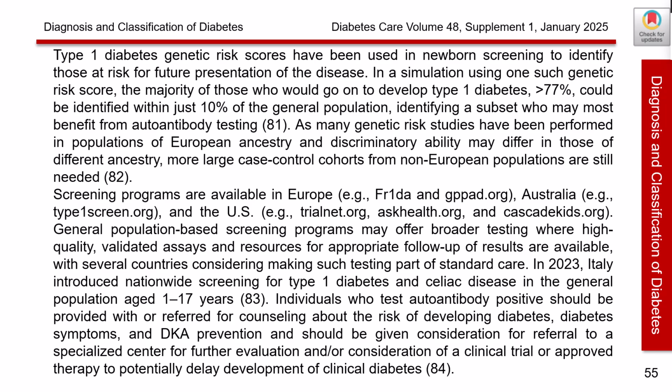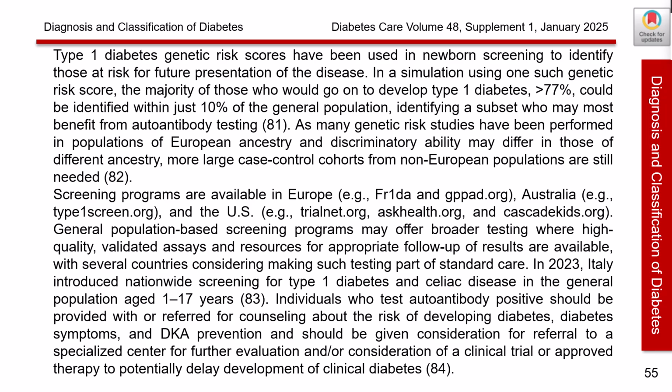General population-based screening programs may offer broader testing where high-quality, validated assays and resources for appropriate follow-up of results are available, with several countries considering making such testing part of standard care. In 2023, Italy introduced nationwide screening for type 1 diabetes and celiac disease in the general population aged 1 to 17 years.